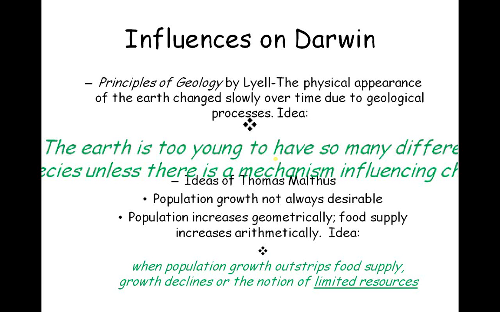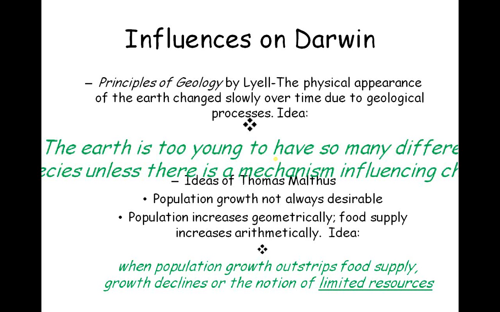Population growth, if it's done without any checks, is able to proceed at a geometric rate. This is that J curve that we talked about in the last chapter. Food supply, however, Malthus found, was only able to increase arithmetically. So at some point in time, the population outstrips the amount of food that is available to it.